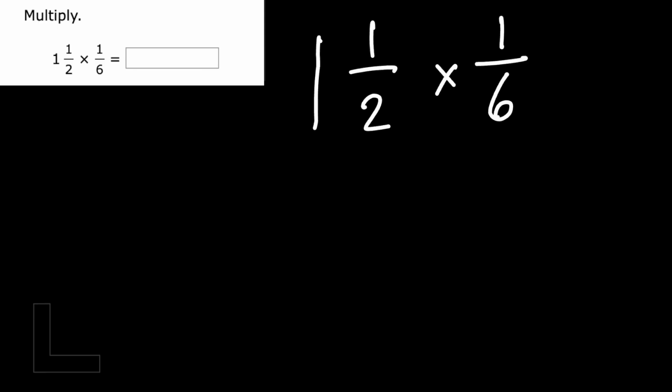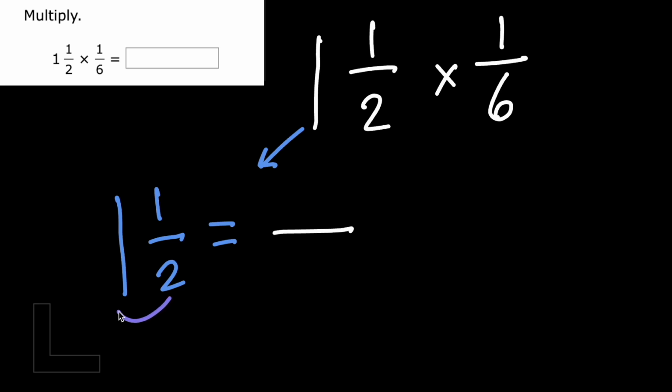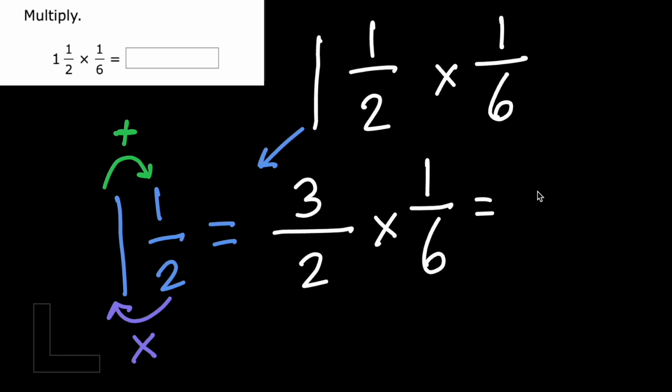Next, we need to multiply a mixed number by a fraction. And the easiest way to do this is to convert your mixed number into an improper fraction. To do this, start by multiplying your denominator by your whole number, and then add your numerator. In this case, 2 times 1 is 2, plus 1 is 3. So our new numerator is 3, and our denominator stays the same at 2. Now we can go back and multiply. 3 times 1 is 3, 2 times 6 is 12, so our answer is 3/12.